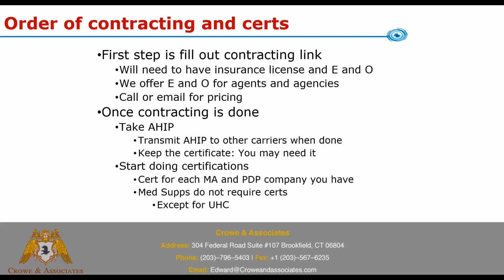Okay, so once your contracting is done, you're going to take AHIP, assuming you're writing carriers other than United. If you're just going to write United, then you don't need AHIP. But you take AHIP, and then you're in the AHIP site. When you're done with it, there's an option to transmit your results to all the carriers that you're contracted with. That's how they know you've completed AHIP.